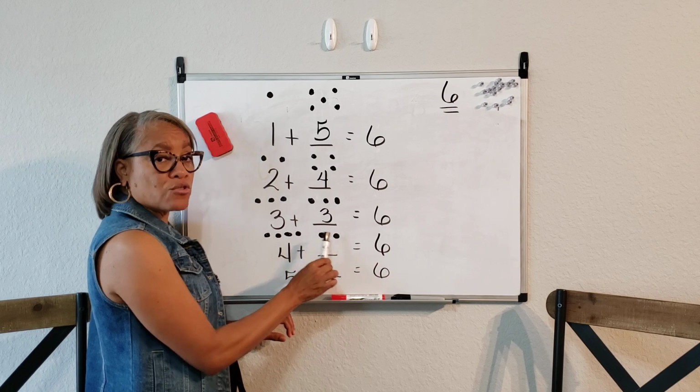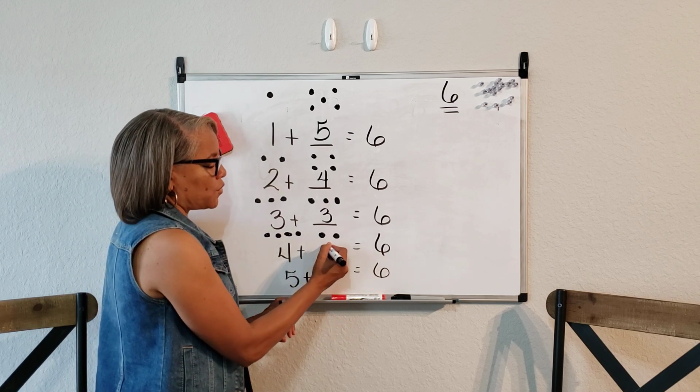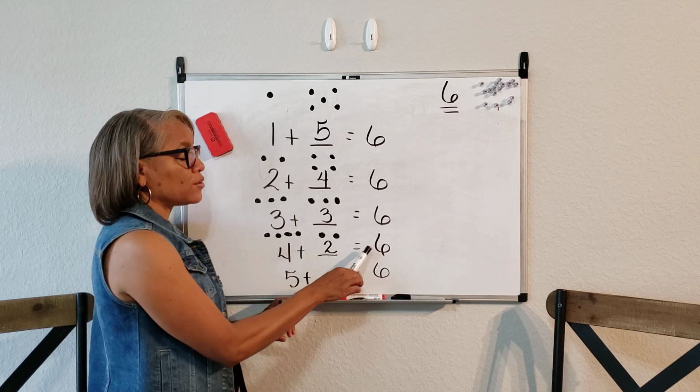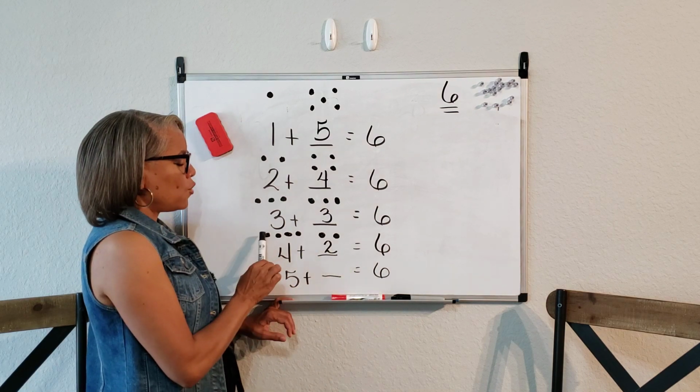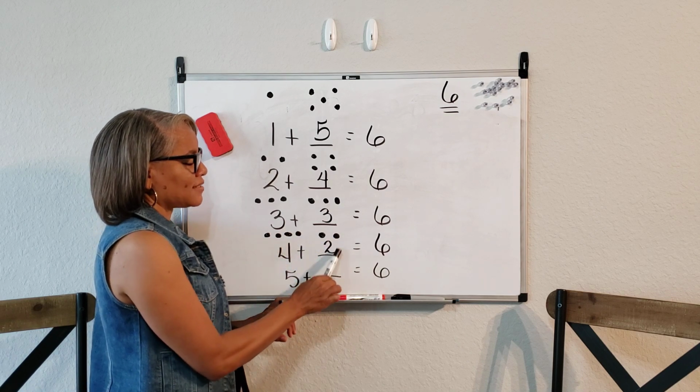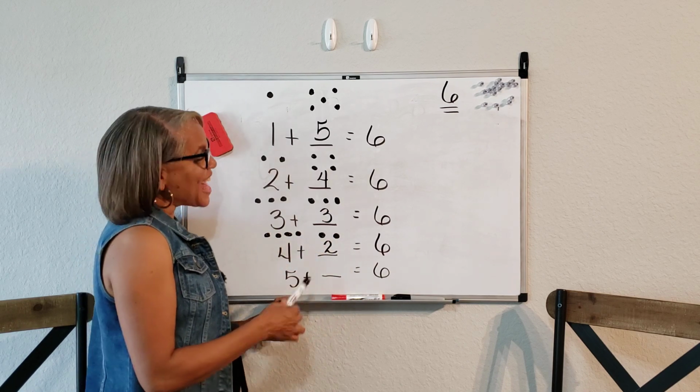How many dots did we draw over here? 2. So we're going to write 2 on the line. 4 plus 2 equals 6. Let's make sure. 1, 2, 3, 4, 5, 6. Yeah, good job. Now let's do the last one.